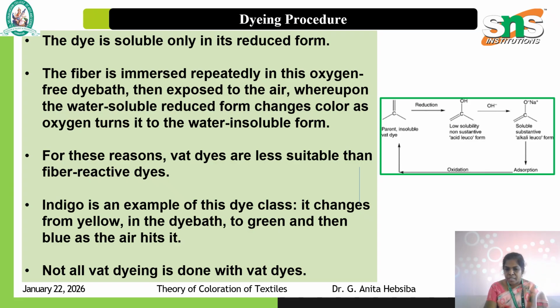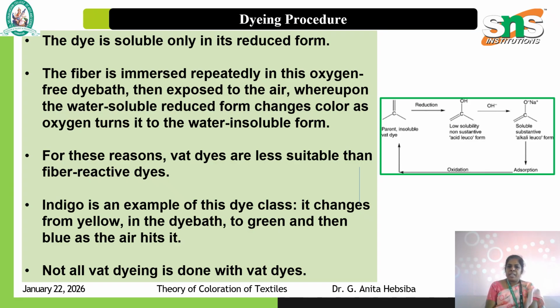Here you see the insoluble part of the dye is taken for reduction. When you go for reduction, you can use sodium hydroxide in the presence of hydrosulfite, and this has now become the solubilized form of the vat dye, in the presence of OH minus, and then it is used for dyeing, absorption, and then oxidation, wherein the soluble part of the dye becomes insoluble again, thereby improving the washing fastness. For these reasons, vat dyes are less suitable for fiber reactive dyes.